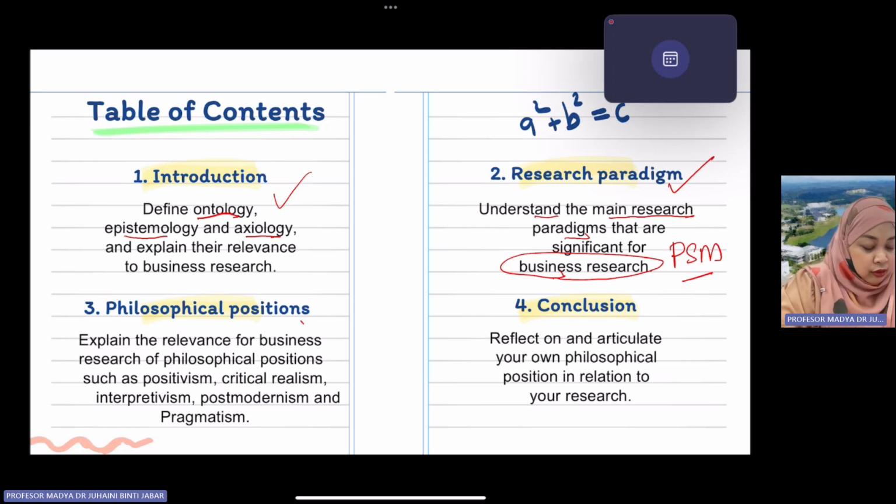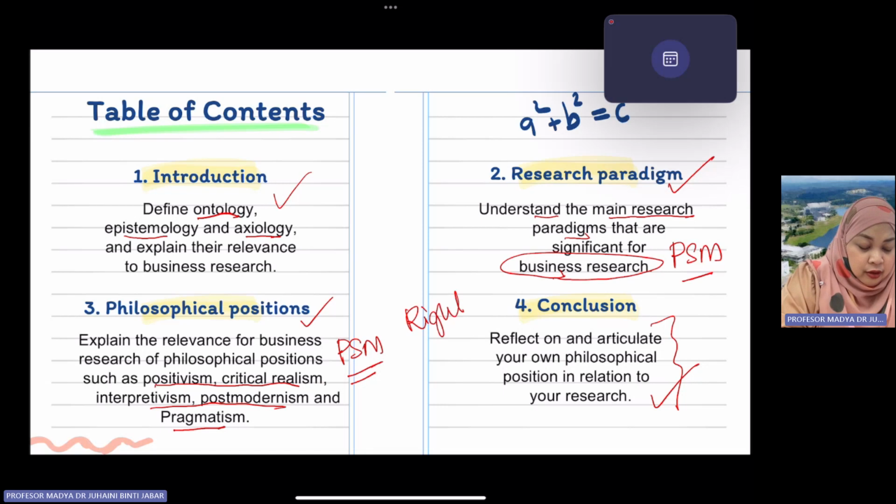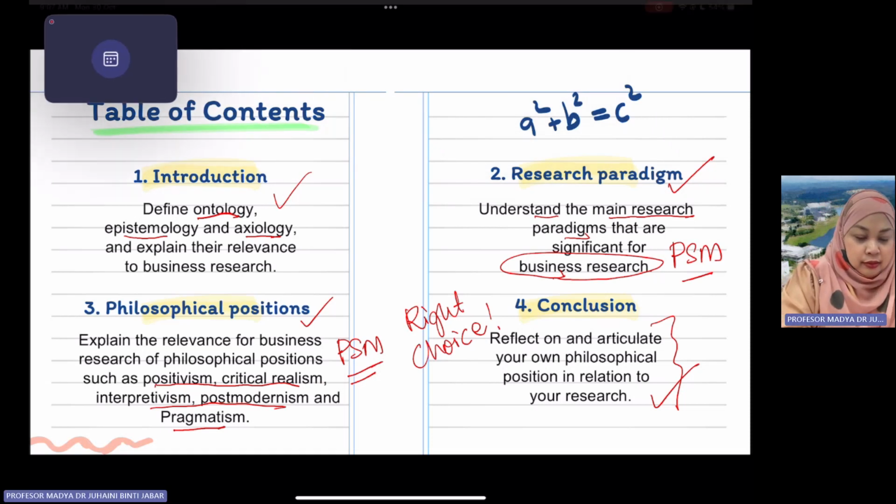The next one is philosophical positions. We will look into the types of philosophical positions, and of course bear in mind which one is suitable with PSM research. And finally, we will do some reflection so that you can make the right choice for your PSM research.